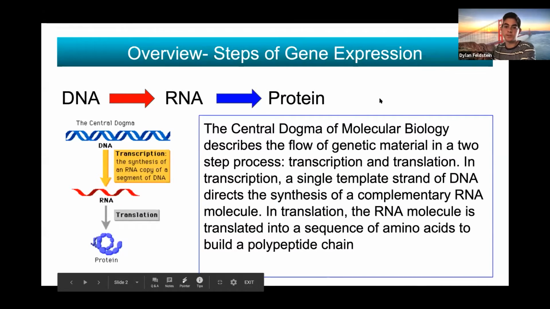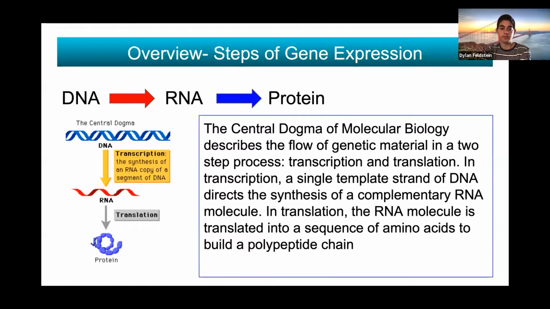Okay, so the steps of gene expression. You guys got it correct. It's DNA to RNA to protein. The central dogma of molecular biology describes the flow of genetic material in a two-step process known as transcription and translation. In transcription, a single template strand of DNA directs the synthesis of a complementary RNA molecule. In translation, this RNA molecule is translated into a sequence of amino acids to build a polypeptide chain.